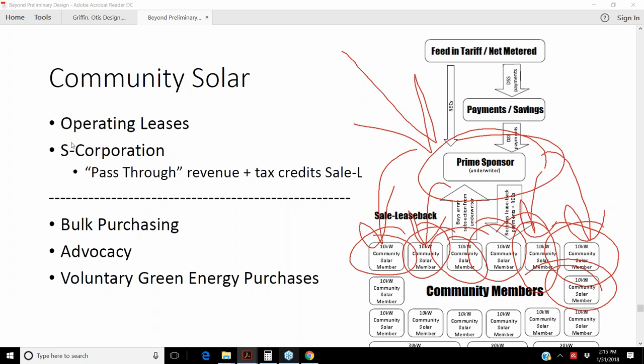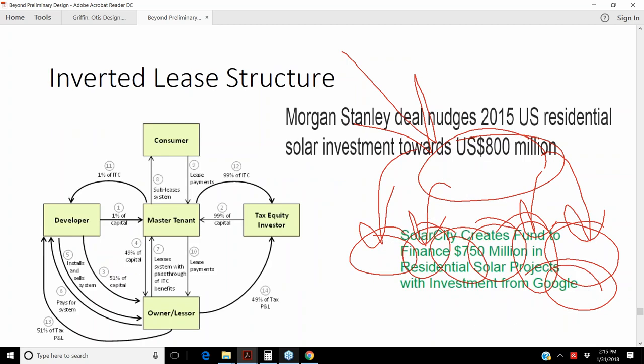And so that's really where you see a huge opportunity for community solar: you can develop a large project, convert it into community solar, offload it to people who want to go solar but don't have any other options, and then move on to the next project.